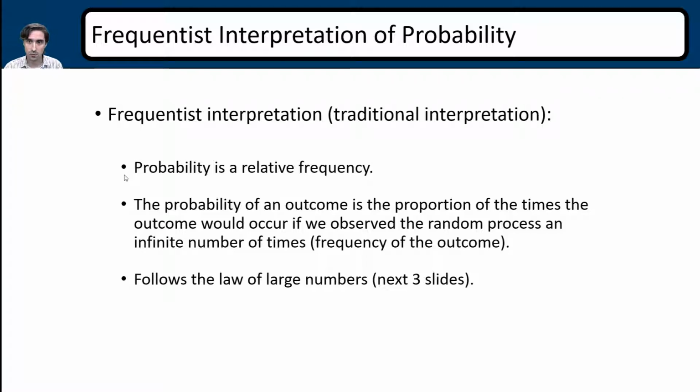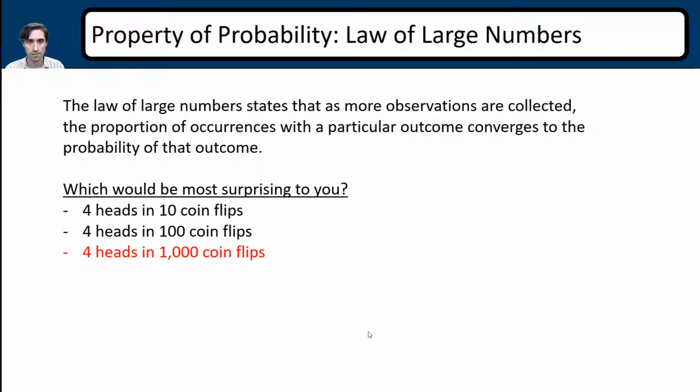The frequentist interpretation is that everything is a relative frequency, and the probability is the proportion of the times the outcome will occur out of a random process rather than something else. The law of large numbers states that as you observe more and more of the same variable, the proportion of the occurrences of a particular outcome will settle down to a certain definite value after some amount of time.